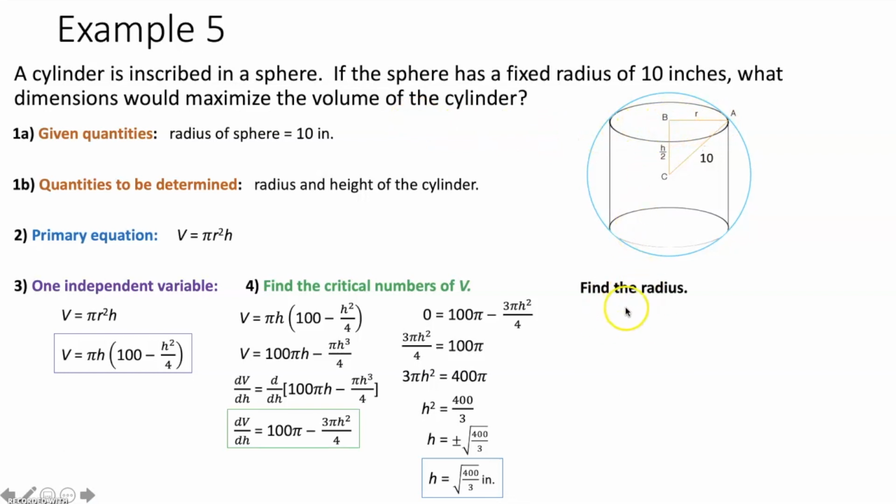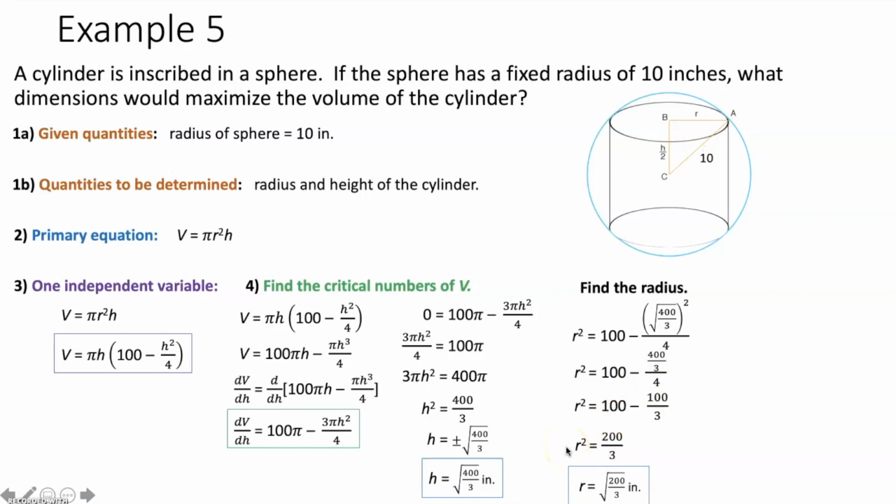How do I find the radius? Well, if you recall, when we made our primary equation only have one independent variable, I solved for r squared. And we know r squared is equal to what we plugged in here for r squared, 100 minus h squared over 4. So I'm going to take this h that I found and plug that in for h in the r squared formula. I can then simplify this. The square and the square root cancel each other out. This then simplifies to 100 over 3, and when I subtract these two, I get 200 over 3. I can then square root both sides. Again, we're keeping the positive version. We don't care about the negative version because you can't have a negative radius.